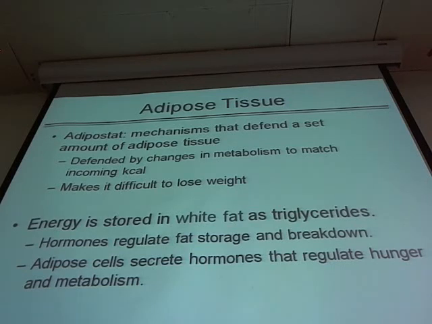How about adipose cells and lymphatic cells? That's what he said in class. Adipocytes. I know, I thought it was really weird. They say lymphatic cells.